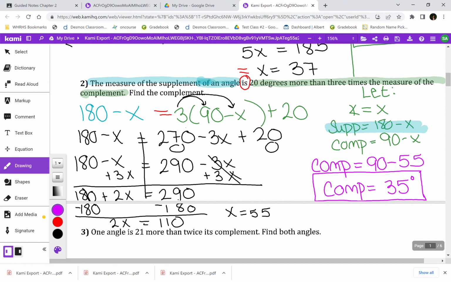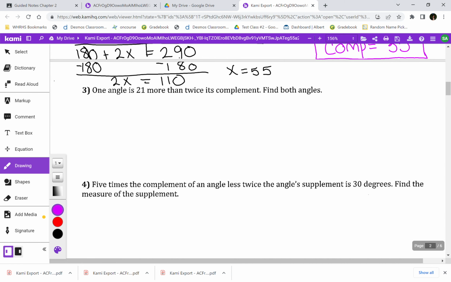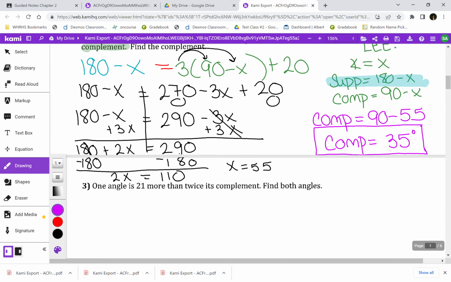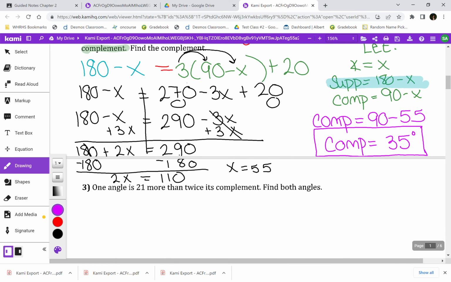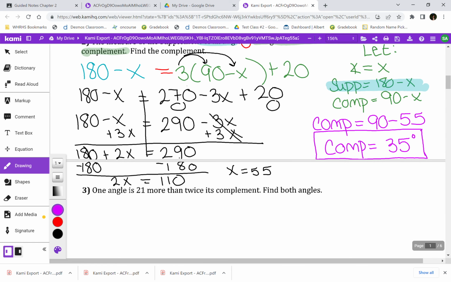All right, are we ready for the next one? One angle is 21 more than twice its complement. Find both angles. So right now, I want everybody on their Chromebooks to either draw a straight angle, a right angle, or the let statement, depending on which one they think we need for this problem.